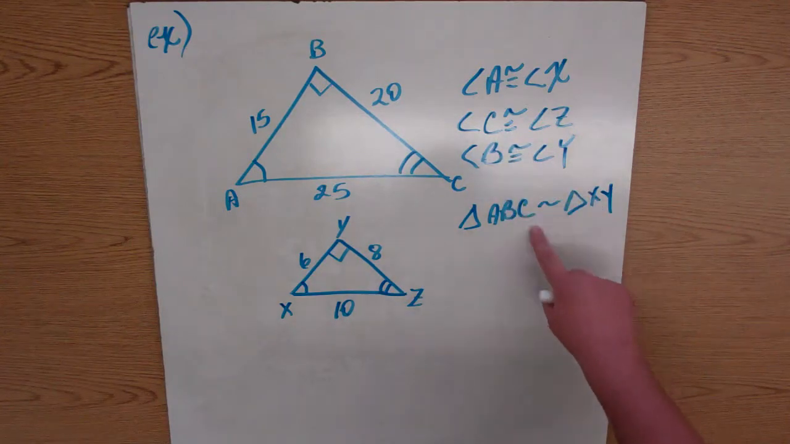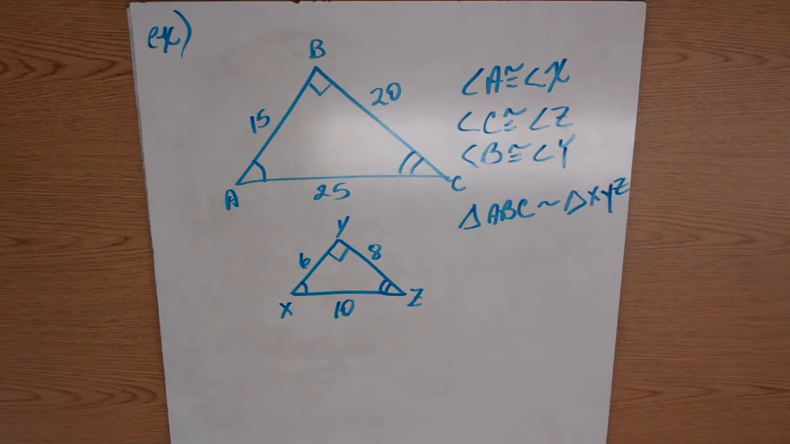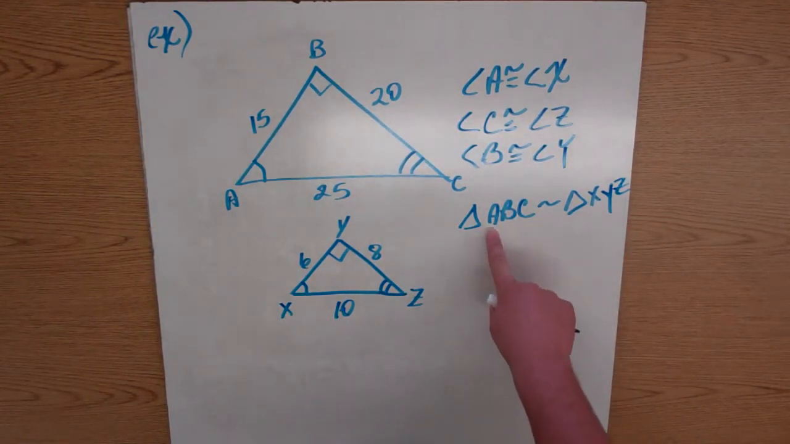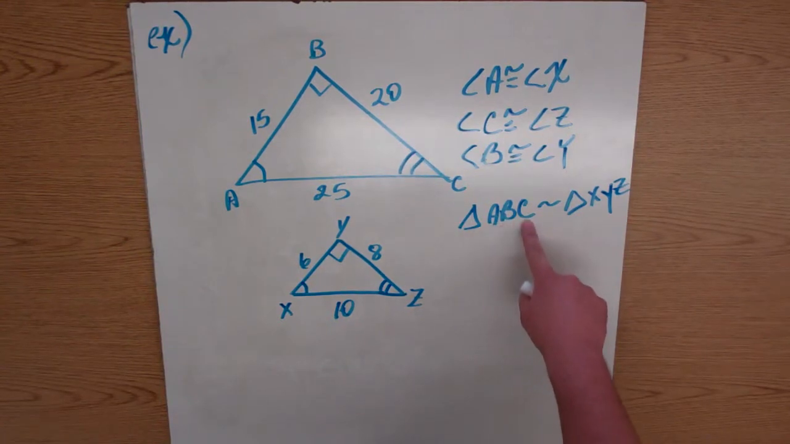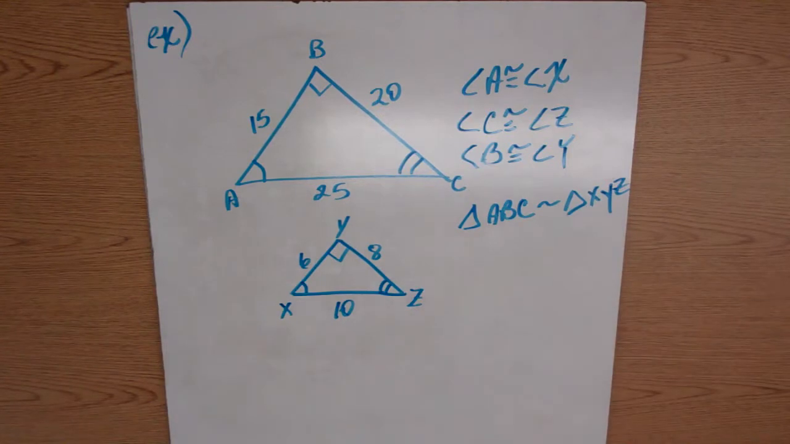And since C is third, Z has to be third. You want to keep them in the same order. I didn't have to put A first, but wherever I put A in this side of the statement, I'd have to put X in the same exact spot on this side of the statement. So now, let's find our similarity ratio or our scale factor.